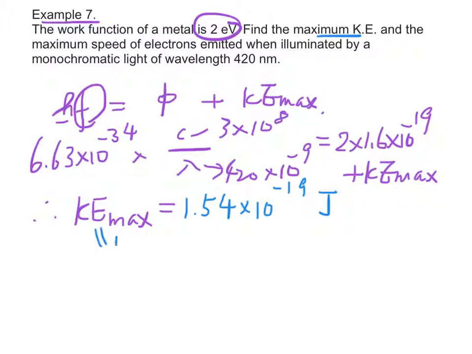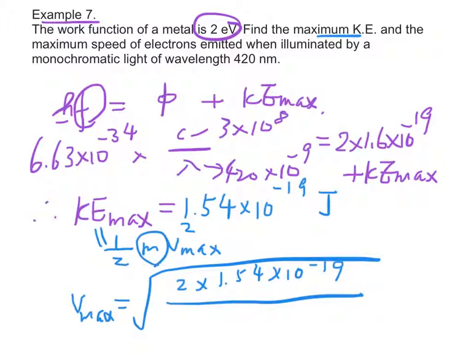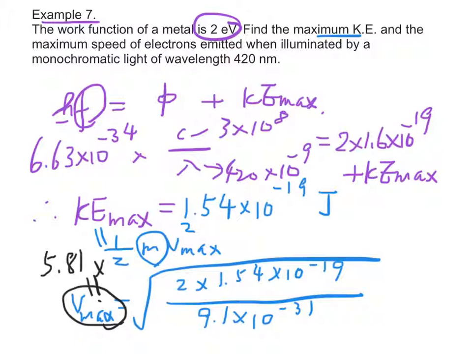Since Ke is half mv squared, we have the maximum speed of photoelectrons equal to the square root of 2 times 1.54 times 10 to the power negative 19 over the mass of the electron, which is 9.1 times 10 to the power negative 31 kilograms, which is equal to 5.81 times 10 to the power 5 meters per second.